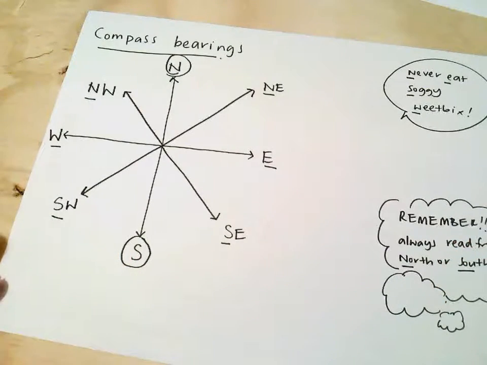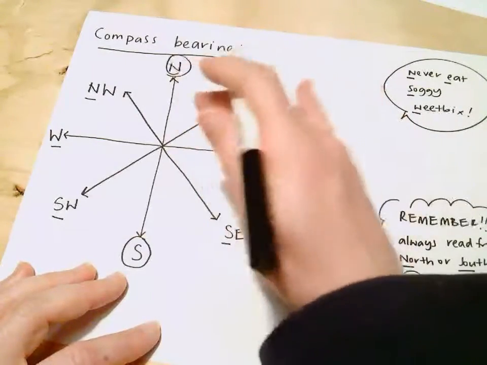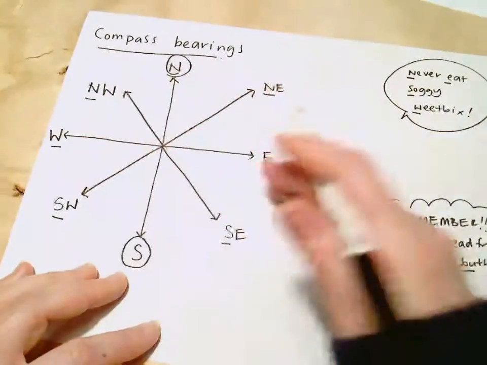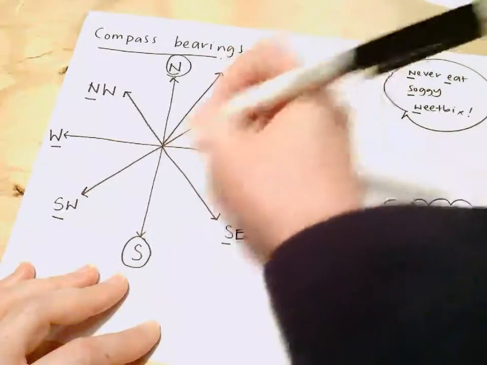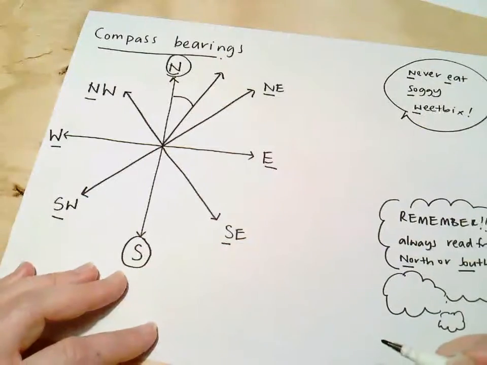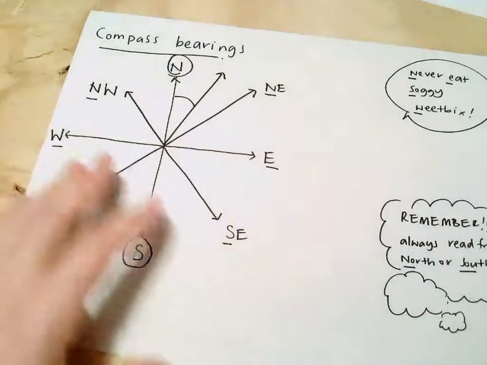Now the question arises, of course, what happens when we're not talking about one of these directions that is exactly halfway between our 4 compass points? One that measures, for example, something like this. Okay, that's not sort of halfway between or anything like that. How do we measure those angles? So they're the ones we're going to have a little look at now.